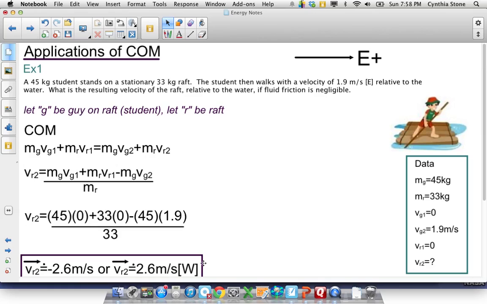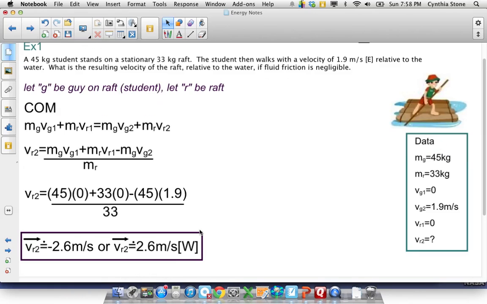So just don't think, oh, what does that mean? Is it going west compared to him or west compared to the water? Or just go through the math. Just do the math. That's what Niels Bohr said: shut up and calculate. Okay? Don't think.